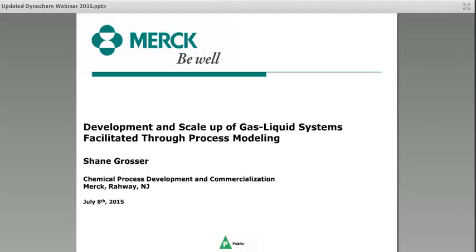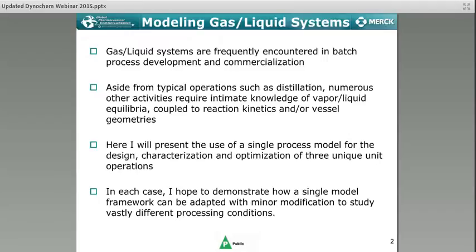Today, what I wanted to share is the use of some DynoChem models in order to investigate or interrogate gas-liquid systems. I particularly want to highlight how gas-liquid systems can be modeled using a consistent framework across a wide variety of unit operations. I think typical operations such as distillation come to mind when you think vapor-liquid equilibria.